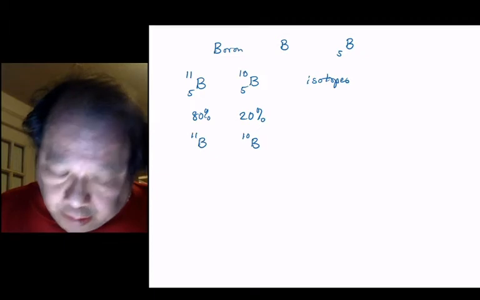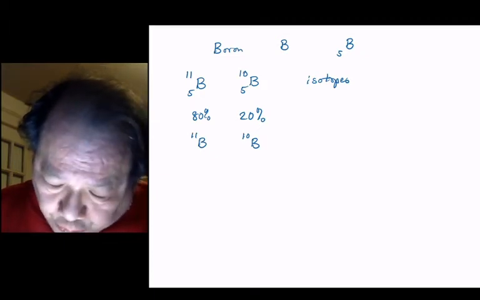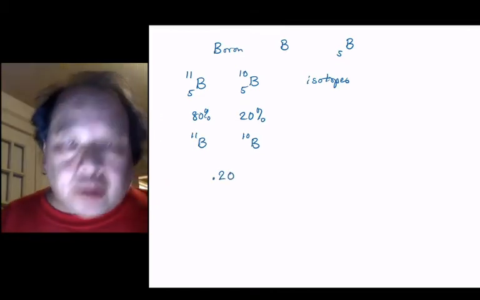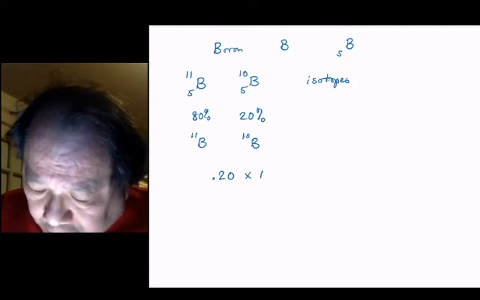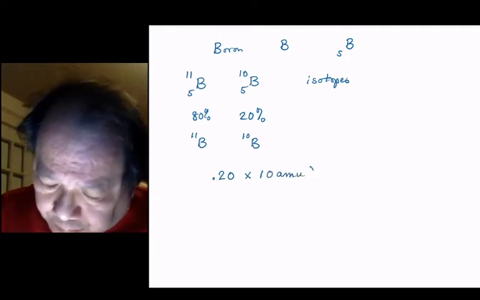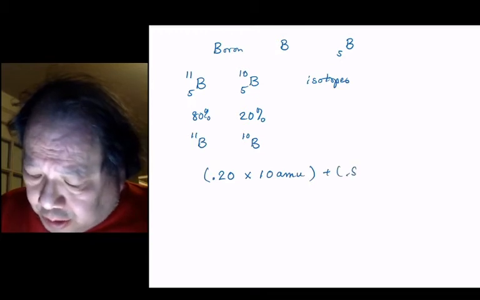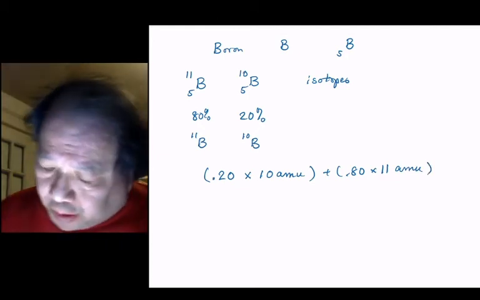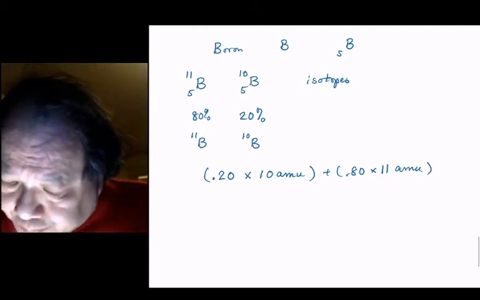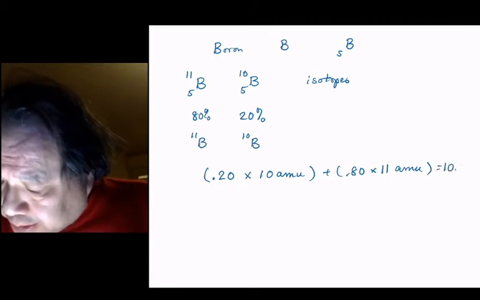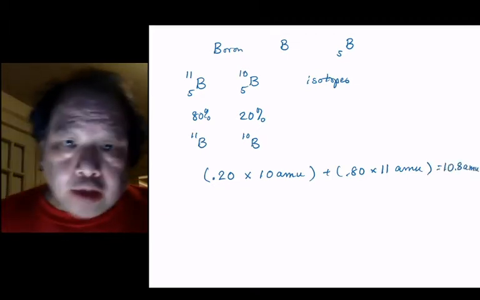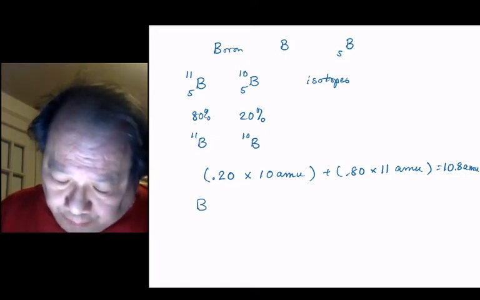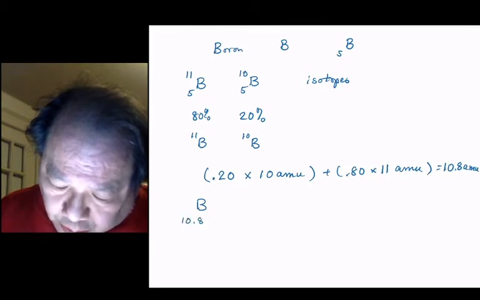So the way you do a weighted average is you take the fraction. 0.20 have a weight of 10 AMU, and 0.80 have a mass of 11 AMU. Notice the fractions add up to 1, and that equals 10.8 AMU. And so if you look at boron, you'll discover that it is 10.8 AMU, or 10.8 grams per mole.